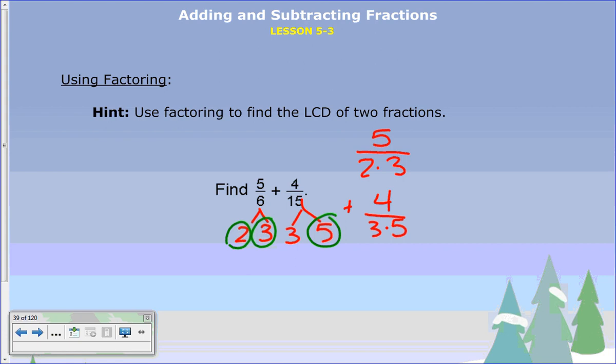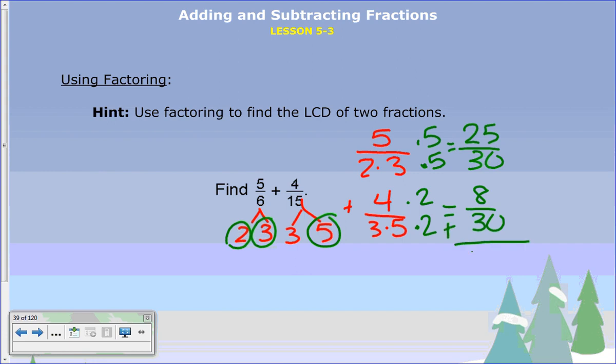So I know that in order to do this one, well, this one's already being multiplied by 2 and 3. So I have to multiply this one by 5. And I get 25 30ths. And this one, well, they're already multiplying it by 3 and 5, so I have to multiply it by 2. And I get 8 30ths. And again, you could go through it and get 32 30ths. This was just the last problem we did. I'm just showing you another way to do it.